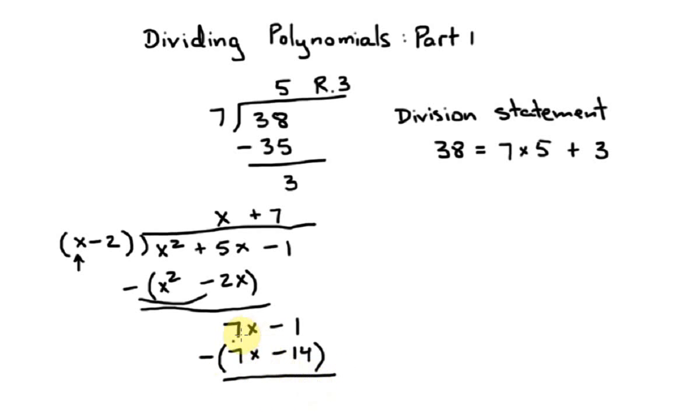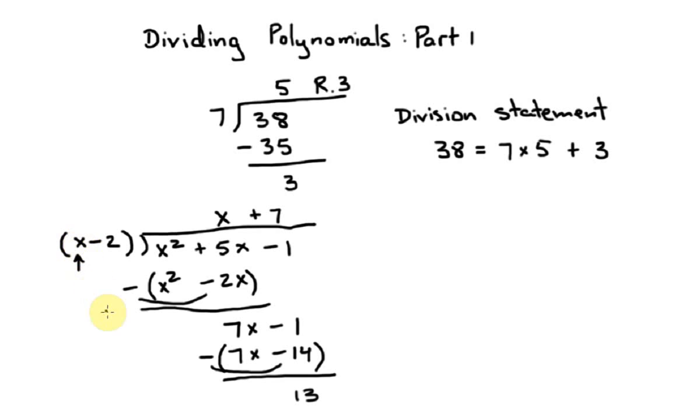So now I have 7x minus 7x, so that cancels. Then I have a minus 1, and I have a double negative here, so that's like saying plus 14. So negative 1 plus 14 is 13. Well, I look at it now and I go, I guess that's the end of the line.